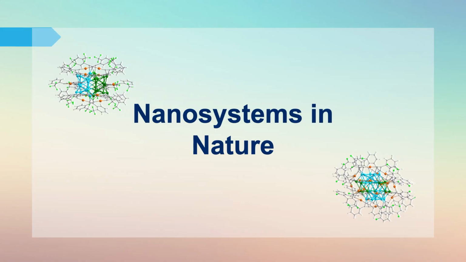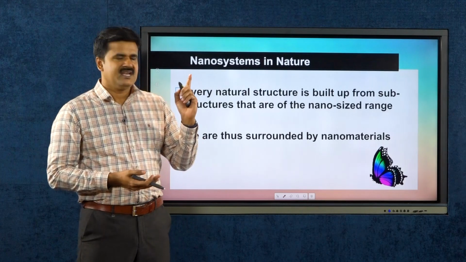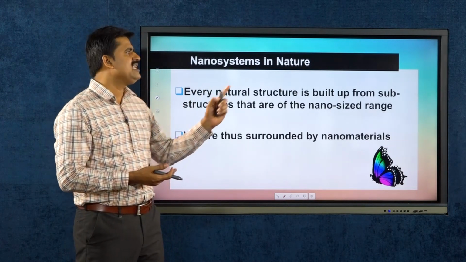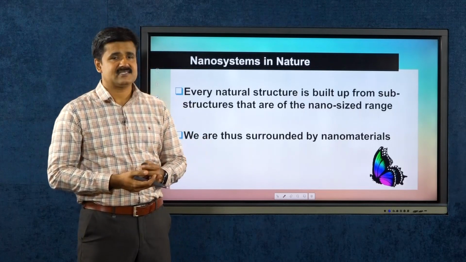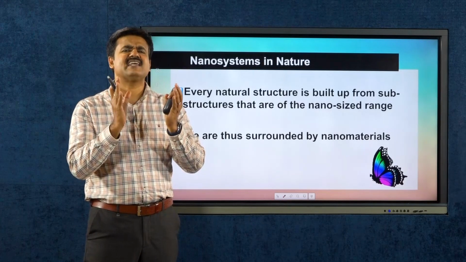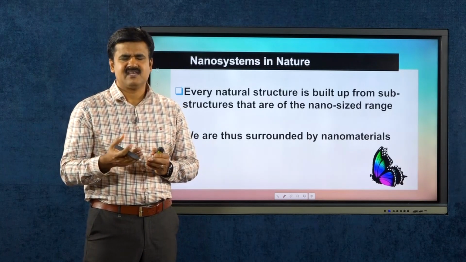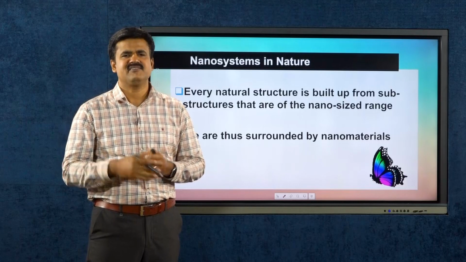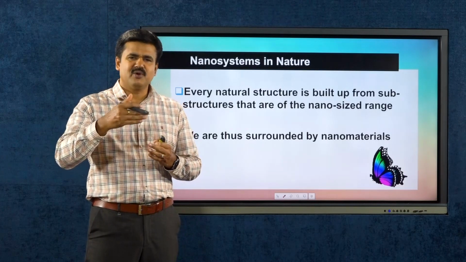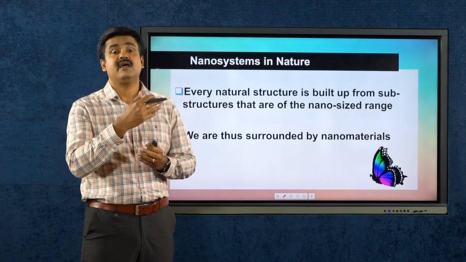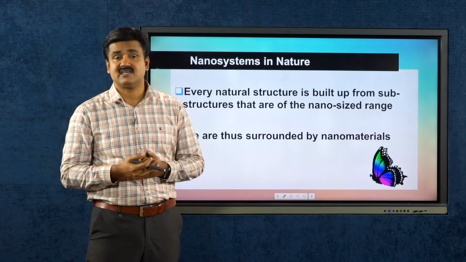The last part of the discussion is nanosystems in nature. Every natural nanostructure is built up from substructures in the nano-sized range. That is, we can take a natural system like a butterfly or simply a lotus flower, a lotus leaf or anything like that, and analyze its components. On careful analysis, we can see the presence of a large number of nano-sized particles there.